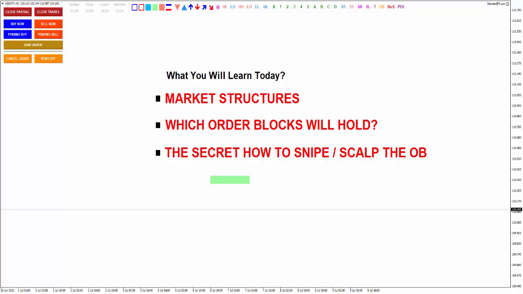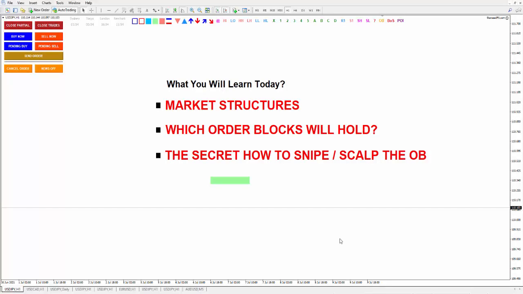In this video, I'm going to share with you how to read the market structures, which order blocks will hold, and the secret how to snipe or how to scalp the order blocks. This could be the most important video I ever created related to the order blocks trading strategy. So please watch it from the beginning until the end.